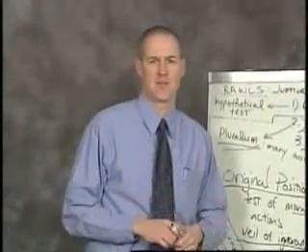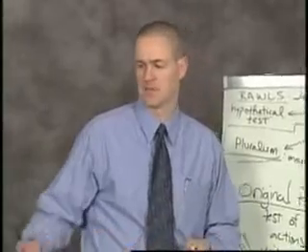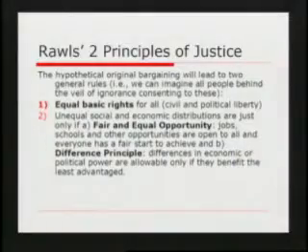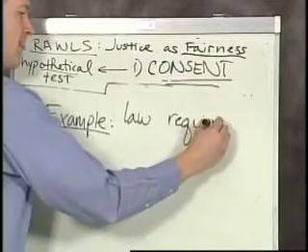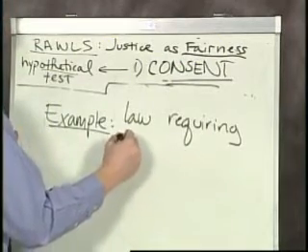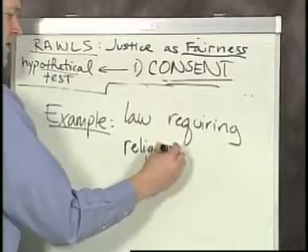So with these principles explained a little bit more, we'll take some examples now, and then we'll get to Rawls's two principles of fairness. So what we're going to do now is take these elements and try to apply them a little bit to give you an example of what it looks like. So let's take an example of a law requiring religious donations.